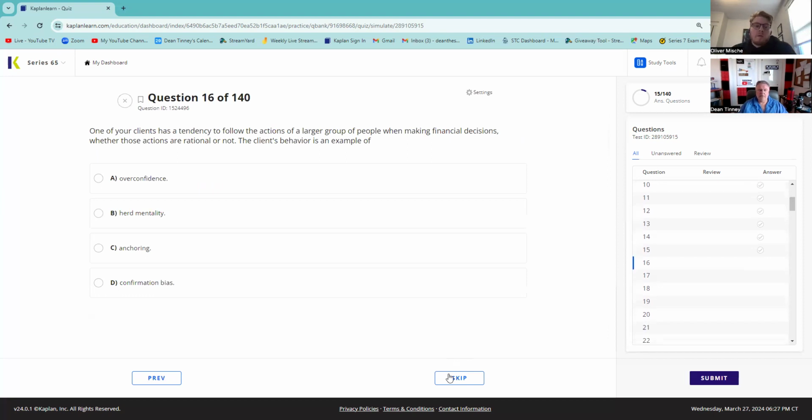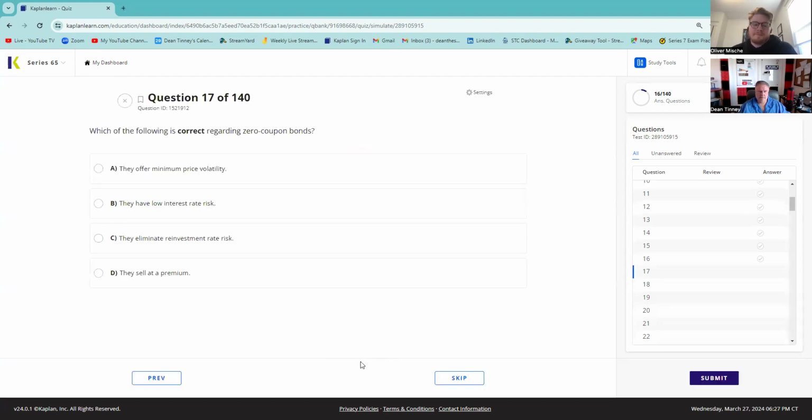One of your clients has a tendency to follow the actions of a larger group of people when making financial decisions, whether those actions are rational or not. The client's behavior is an example of herd mentality. Right on. Those are part of human psychology, non-financial kind of considerations, right? So that is testable.